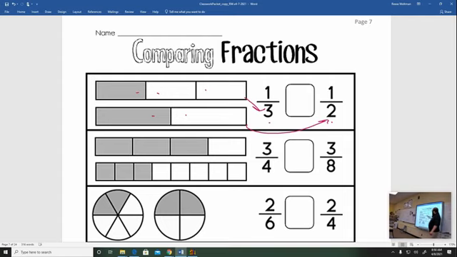Which one? This one right here? So is 1/2 greater? Yes, it is. That's right. 1/2 is greater than 1/3.